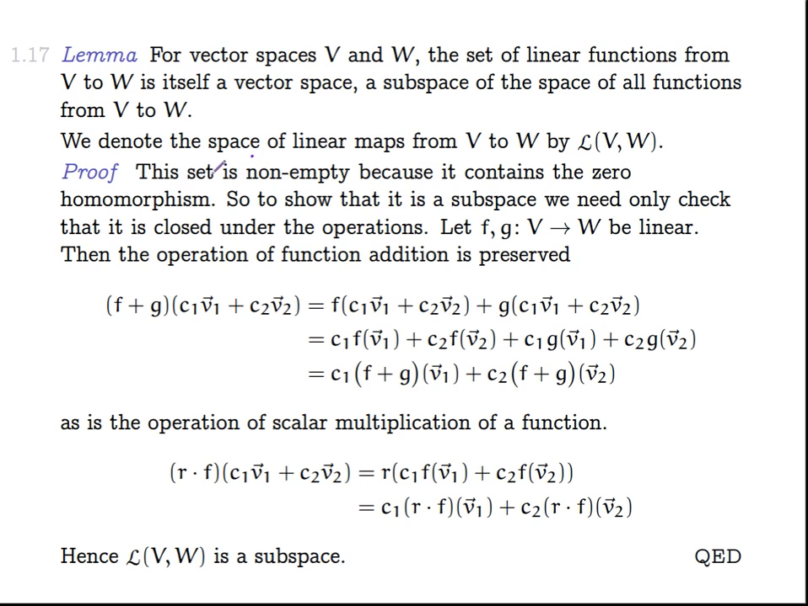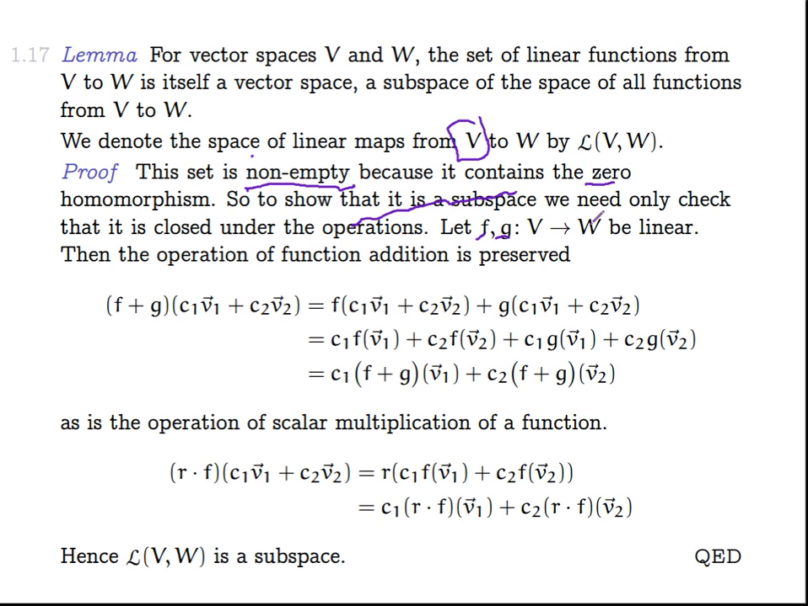So the proof. The set of linear maps is non-empty because it contains the zero homomorphism. We know if we map all of V to 0, that is a homomorphism. And of course, W has to have 0 because it's a vector space. Okay. So in order to show that the linear functions are a subspace, we only need to check that it's closed under the operations of plus and scalar multiplication.